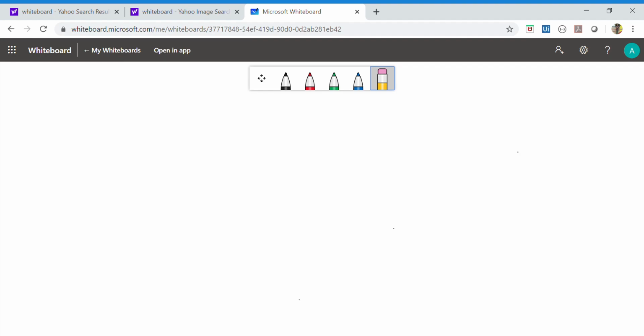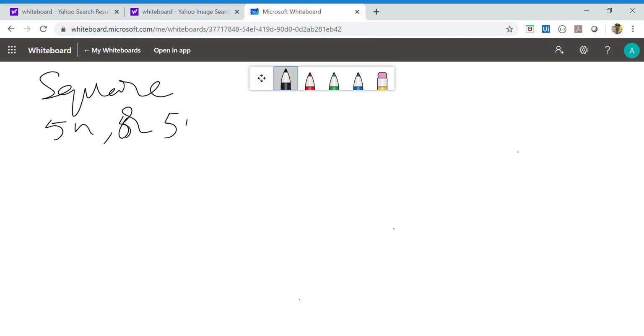Prove that, using Euclid's division lemma, the square of any positive integer is of the form 5n or 5n plus 1 or 5n plus 4. Square of any positive integer is in the form of 5n or 5n plus 1 or 5n plus 4.